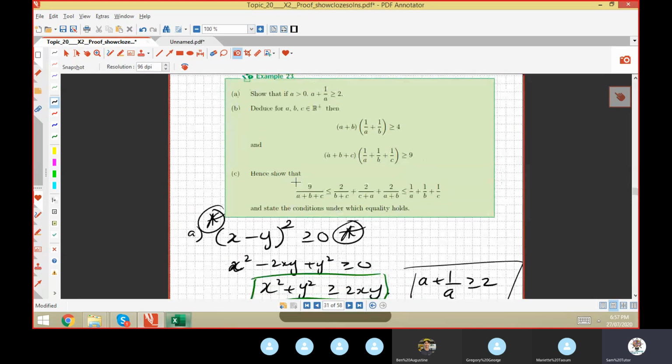show that. So what we've done? We've done this is bigger than 4. This is also bigger than 9. Hence show that 9 on this is less than this is less than this. All right.